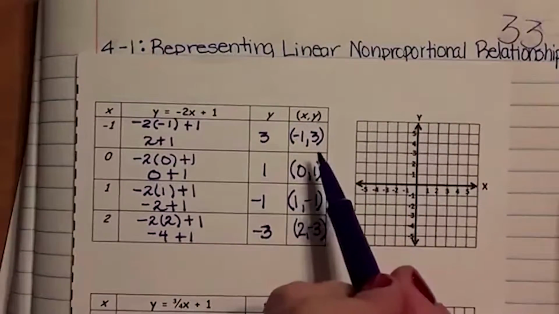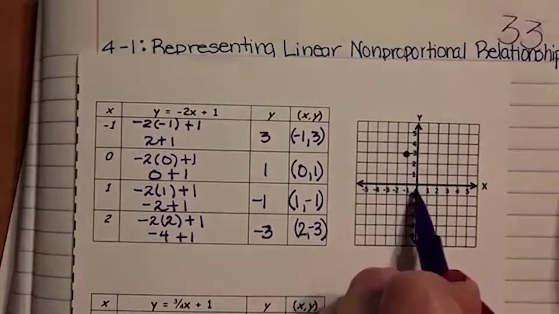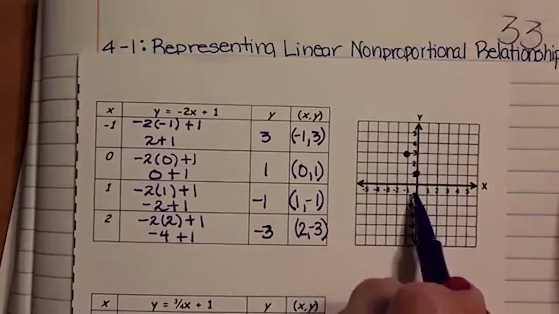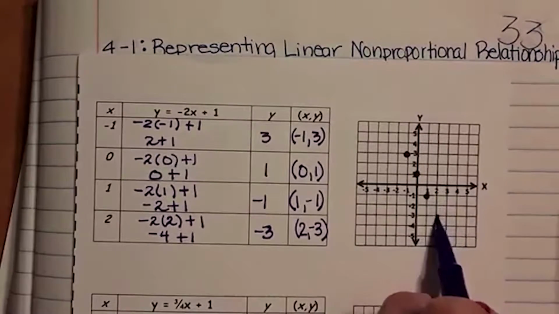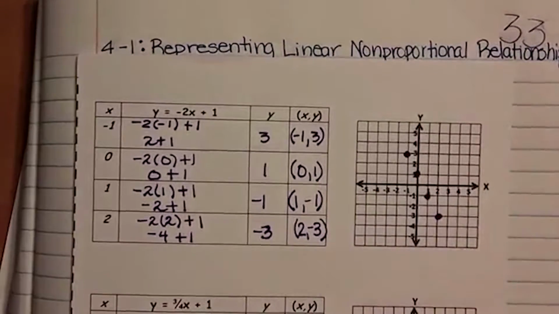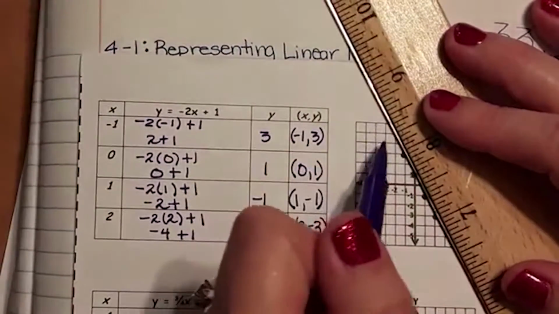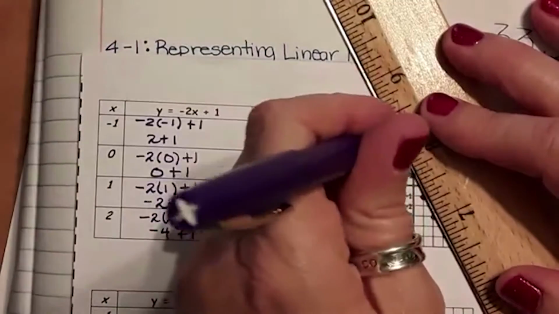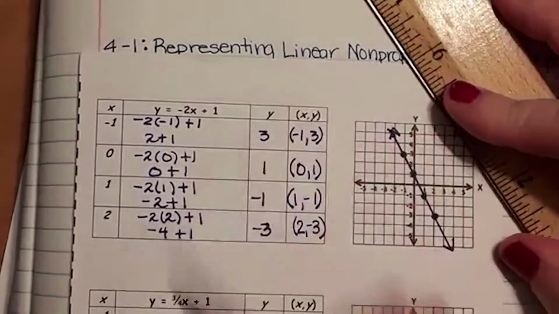Let's graph this. -1, +3, 0, 1, 1, -1, and 2, -3. Take that straight edge. Again, go past the points because you can put another input, or another x, to get another y. All right, let's try the next one.